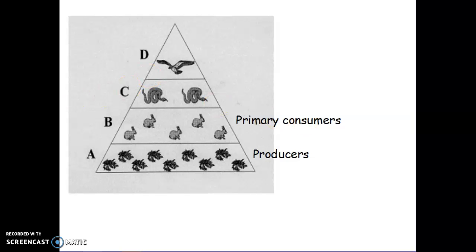Then the snakes in level C, I messed up. Oh, here it is. Secondary consumers because they eat the rabbits. And then the eagle up top is a tertiary consumer because he eats the snakes. So keep in mind, the higher you go up, the less organisms there are. Okay? And there is actually a rule here.